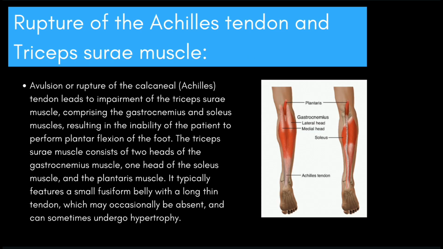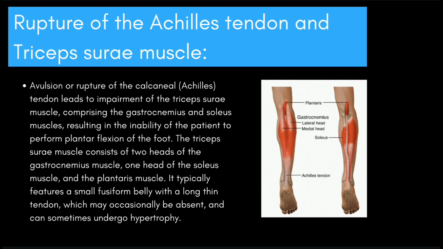Moving on. Next, let's talk about the rupture of the Achilles tendon and triceps surae muscle. Avulsion, or rupture of the calcaneal Achilles tendon, leads to impairment of the triceps surae muscle, comprising the gastrocnemius and soleus muscles, resulting in the inability of the patient to perform plantar flexion of the foot.